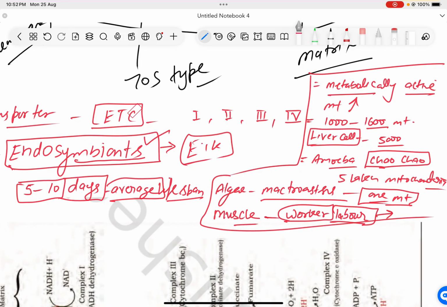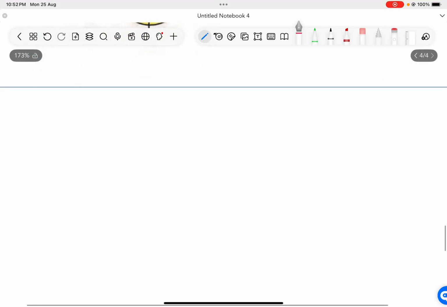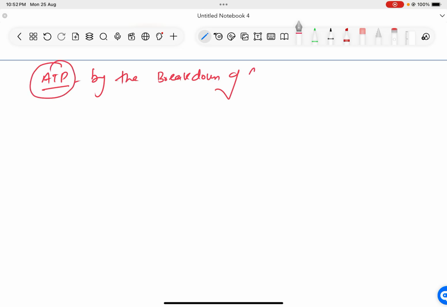They are mostly present in highly metabolic cells in which regular energy requirement is needed. Okay. In mitochondria, a process is running which produces ATP by the breakdown of glucose, that is known as oxidative phosphorylation.